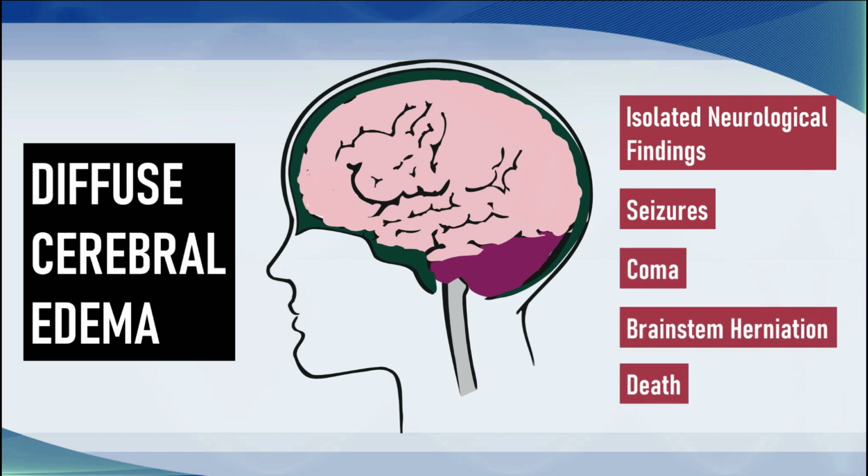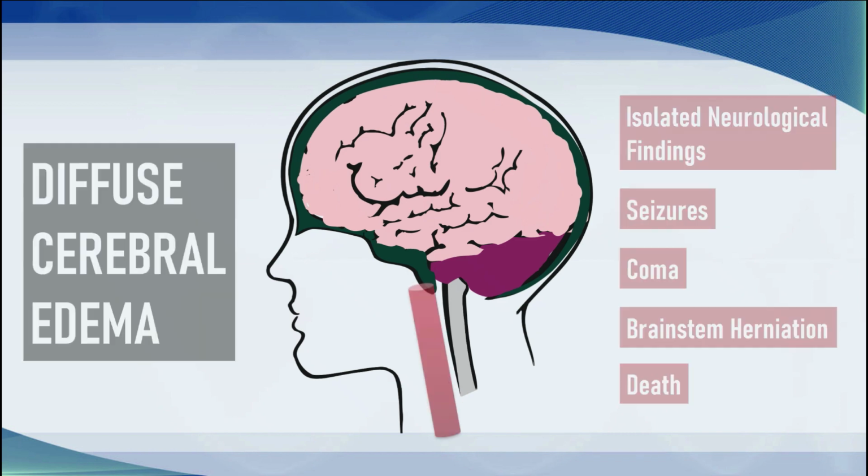Symptomatically, Rachel will initially have some isolated neurological findings, but this may result later in seizures. If she doesn't recover from that, coma will follow, possibly brainstem herniation, and ultimately death.